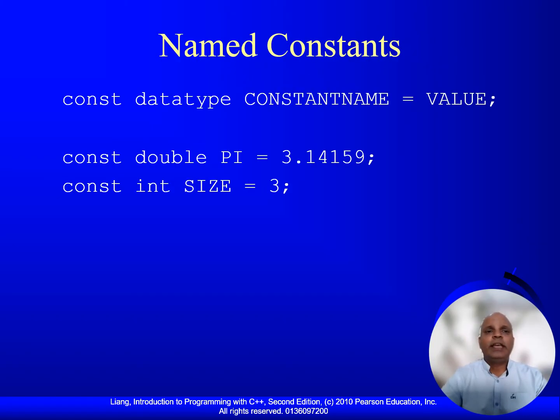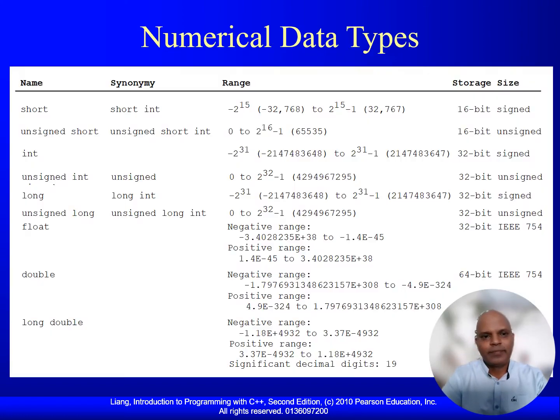Named constants. A constant is a data type where the value does not change throughout the running of the program. So the value of pi, for instance, 3.14159, that will not change. Size is equal to 3. So if I have age is equal to 26, my age, that will not change for the duration of the program or the duration of the year.